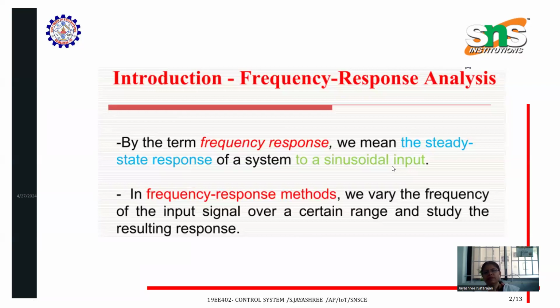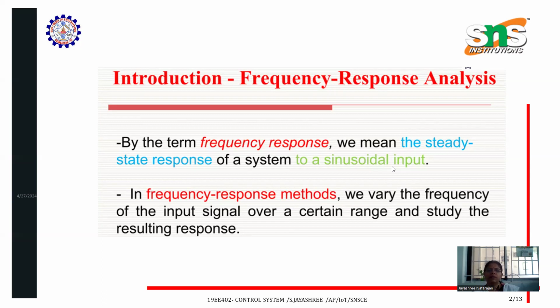By the term frequency response, we mean the steady state response of a system to a sinusoidal input. In this, we are going to analyze the steady state response of the system to a sinusoidal input. There are various types of inputs you already know: step input, impulse input, the ramp functions, and a triangular sawtooth waveform. Here in frequency response, we are going to give a sinusoidal input to the system and analyze what the output of the system will be.